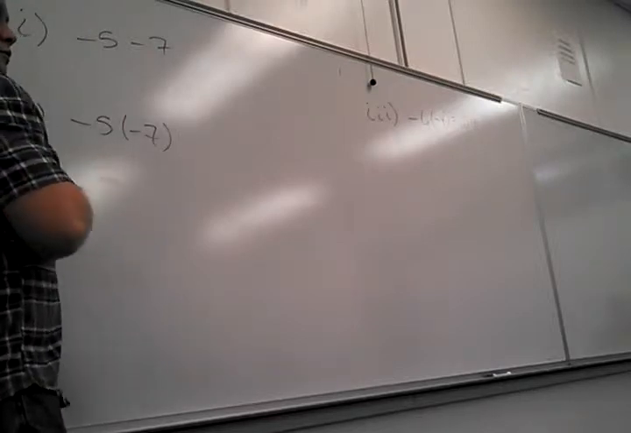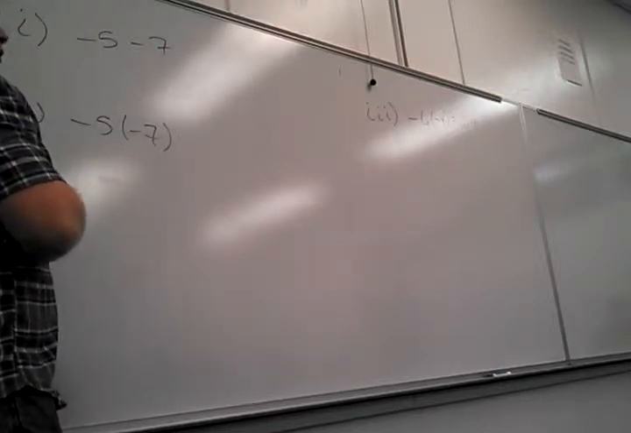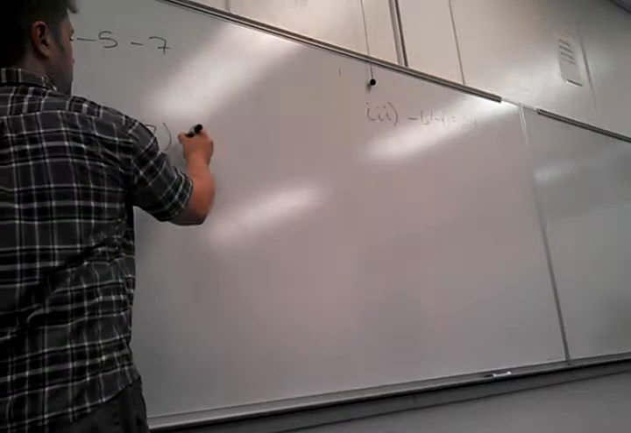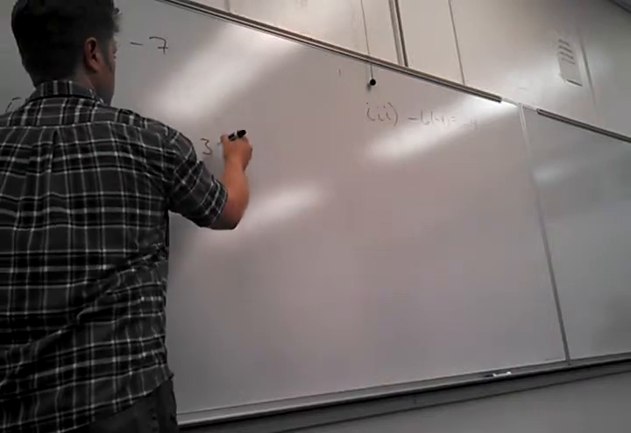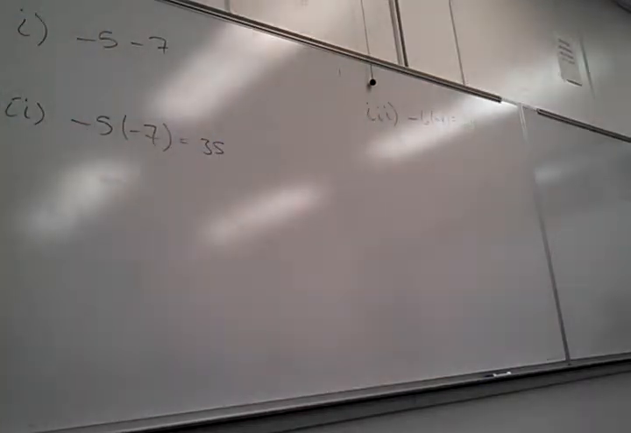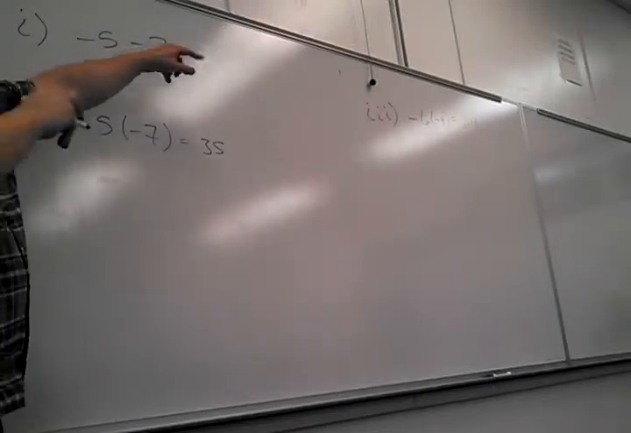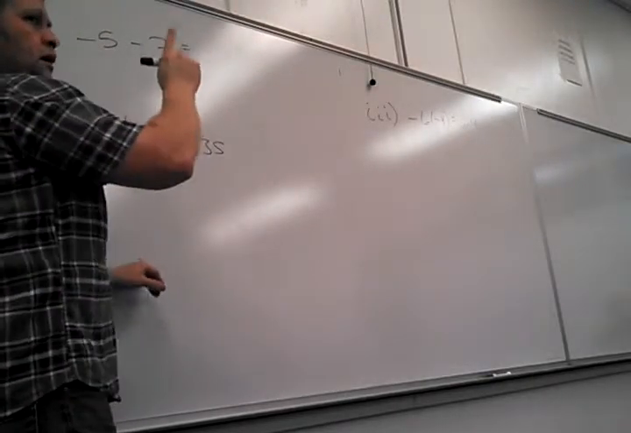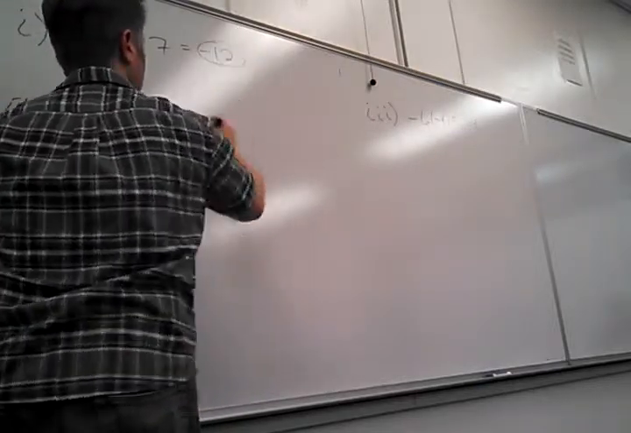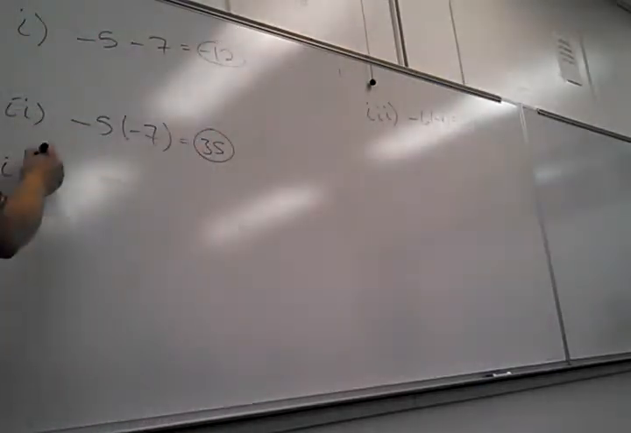Sure. 5 times 7, 35. And what happens to the negatives? That's times. So what happens to them? 35. So the negatives cancel. Yes. Cool, right? And what's this? Minus 12. Not minus 2, be careful. 12. Cool. So what would this be here?